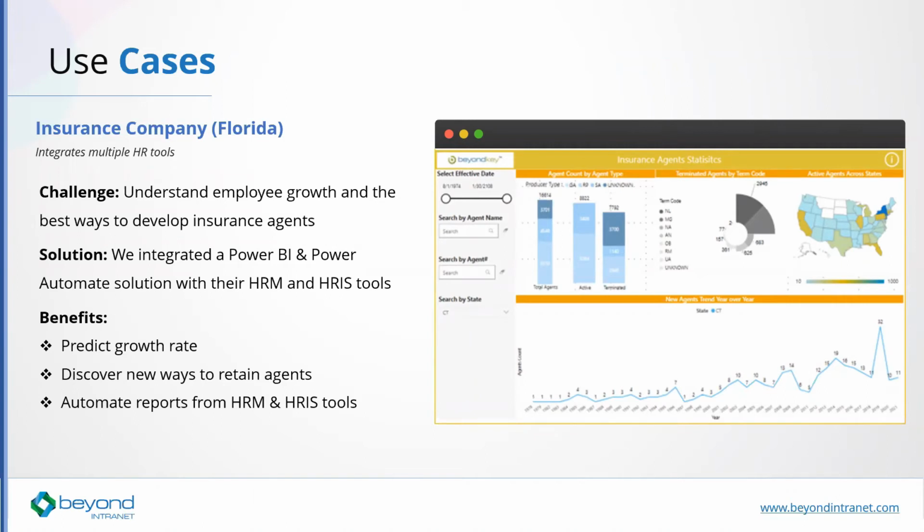So if you're taking a look at an organization and it is an insurance company and you want to grow, you might have 100 insurance agents now. And maybe if you want to double your growth, you need 200 insurance agents. Well, to do that, you need to understand what you've done in the past and how you can improve upon that moving forward.